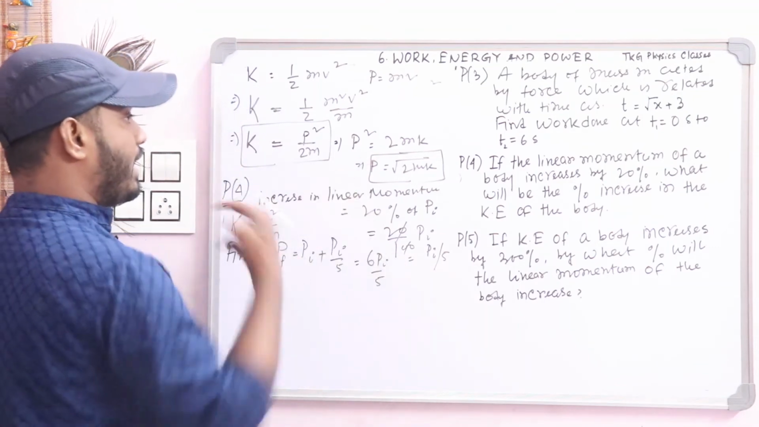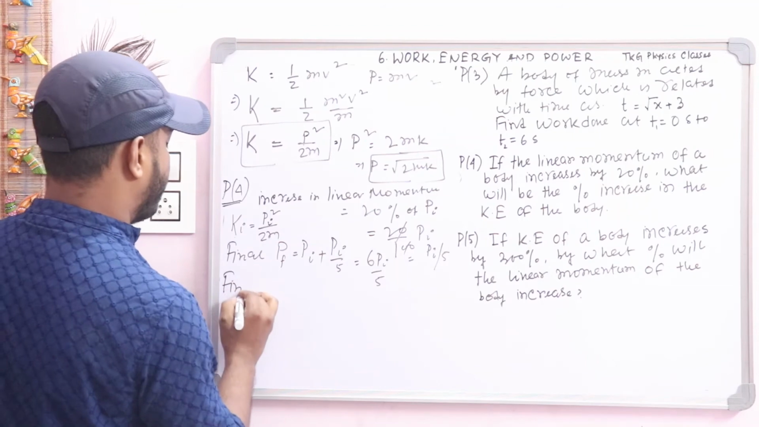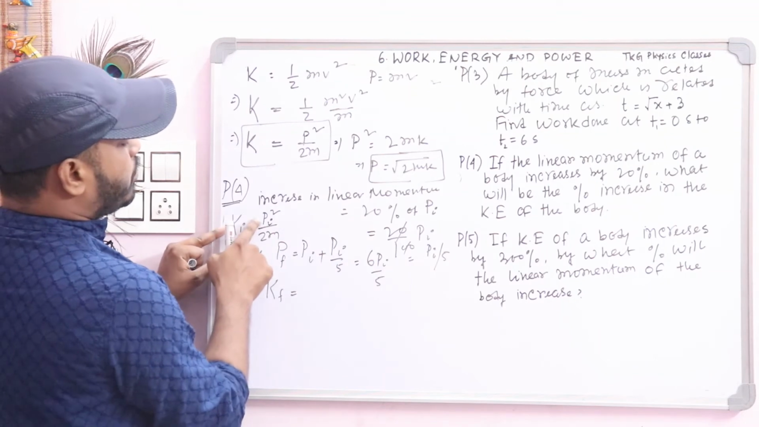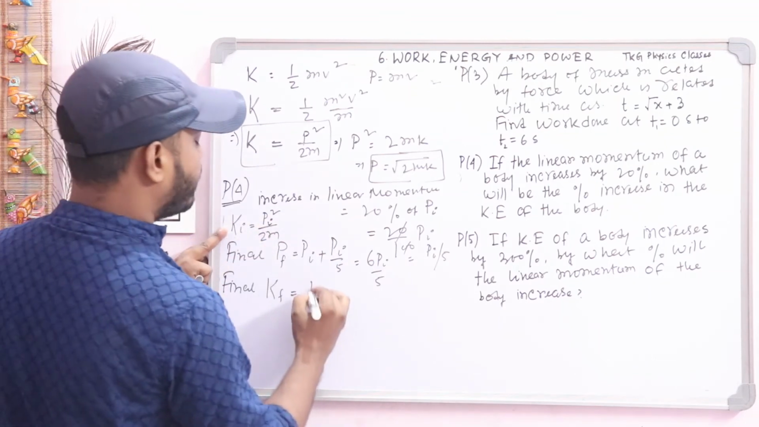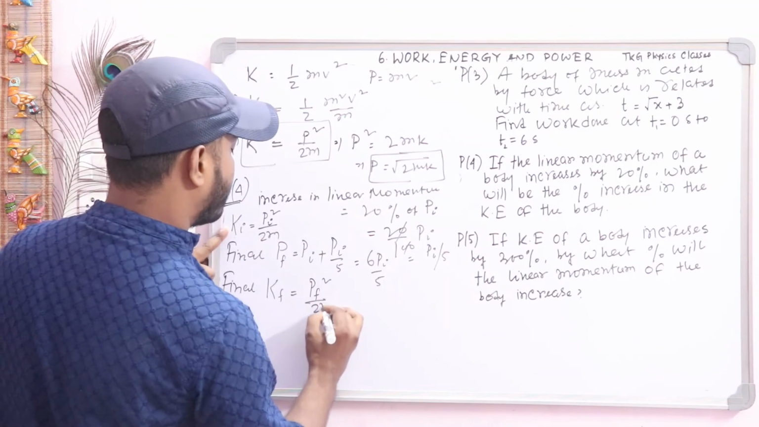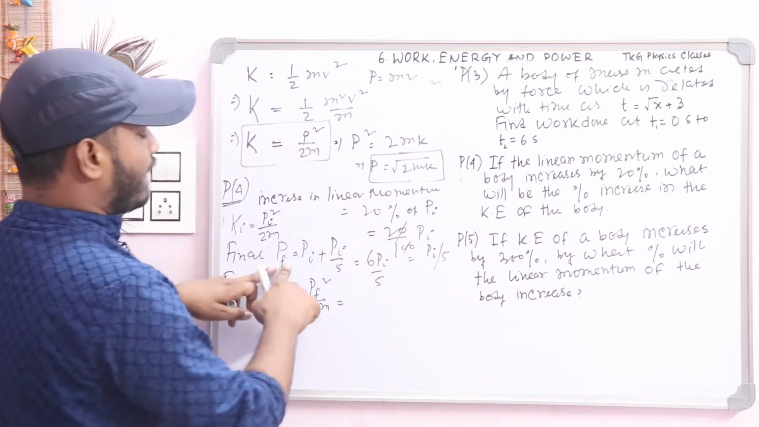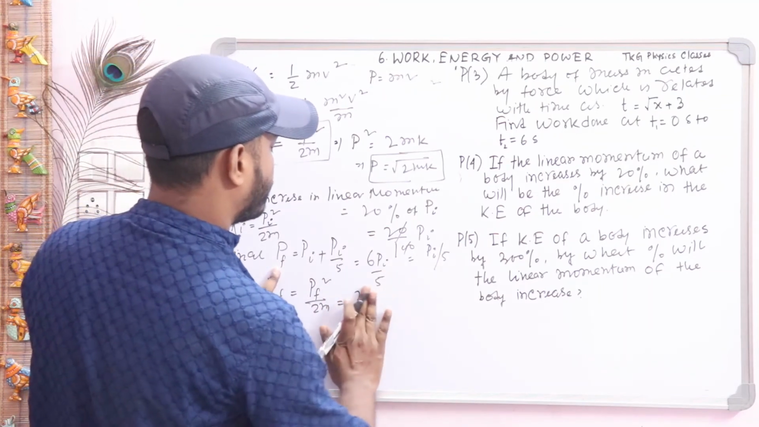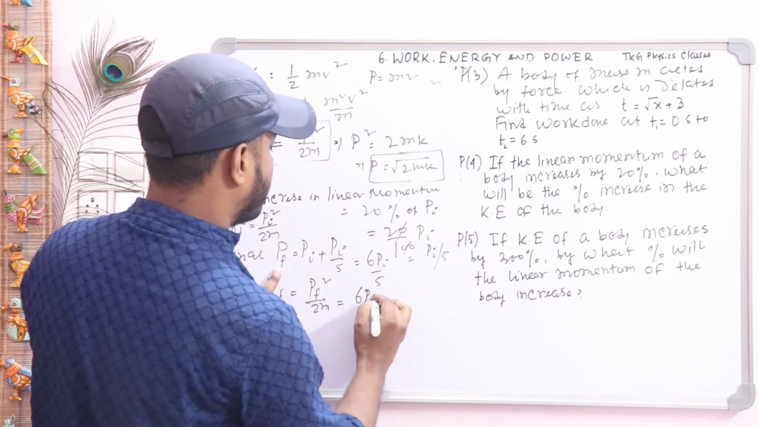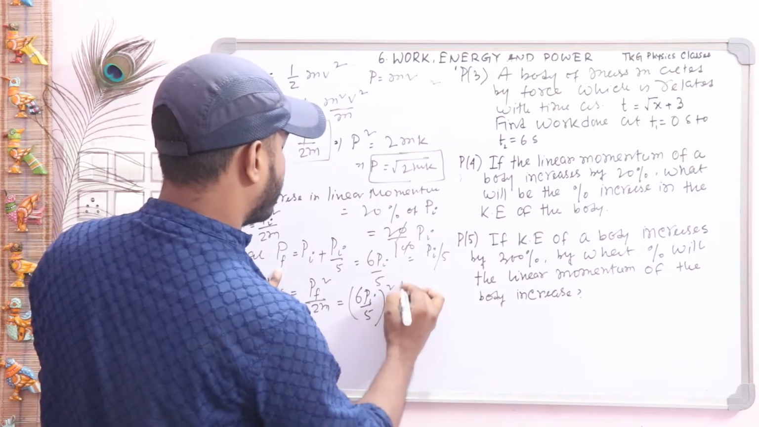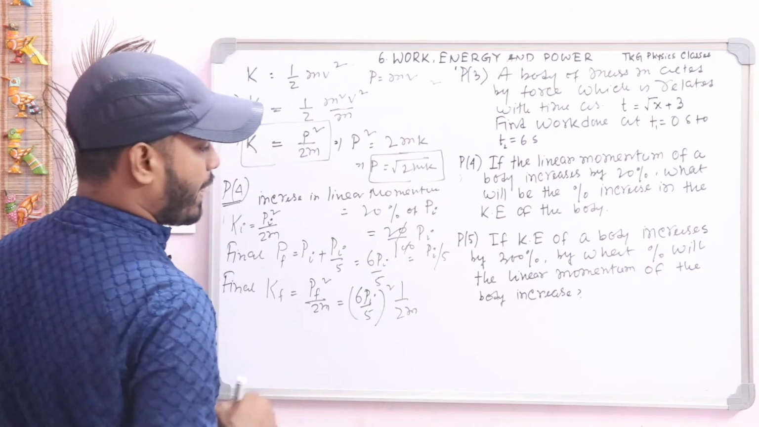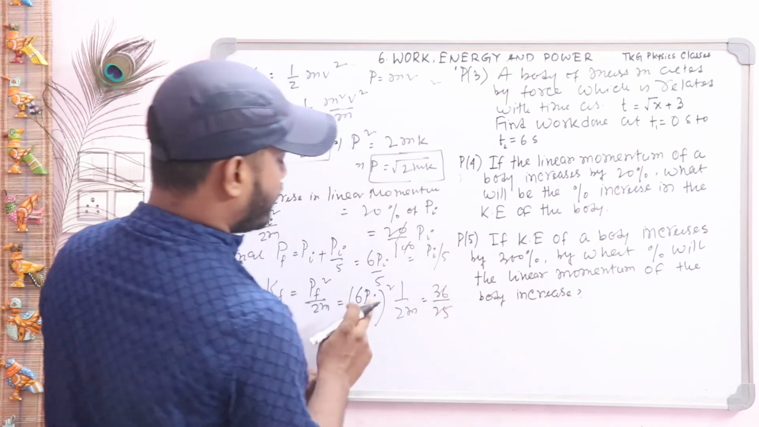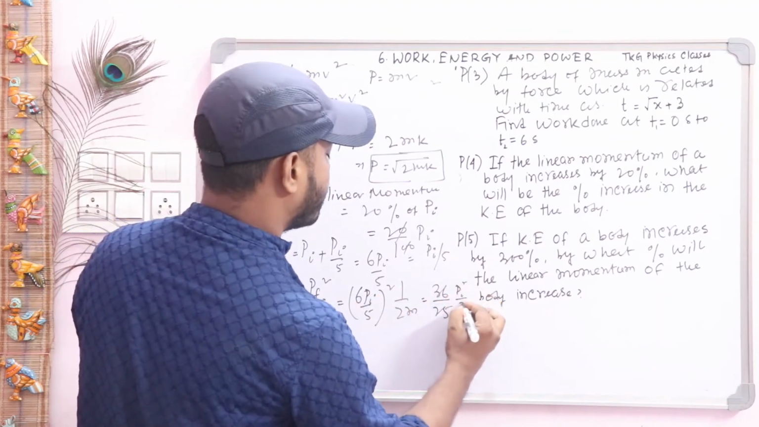Now find final kinetic energy. So the formula will be Kf equal to Pf square divided by 2m. And you know the value of Pf, that is 6 Pi by 5. So 6 Pi by 5 whole square into 1 by 2m. So this answer will be 36 by 25 Pi square by 2m.